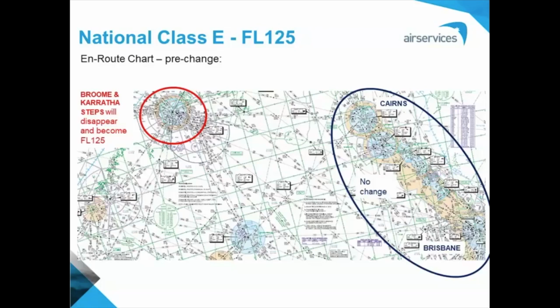So what will change? The colours in the white areas of that low chart will become flight level 125, lowered from flight level 180. The Broome and Karratha steps, highlighted in red, will disappear because they and the surrounding airspace will all become flight level 125. The pre-change E steps are from 75 DME to 60 DME at flight level 145.